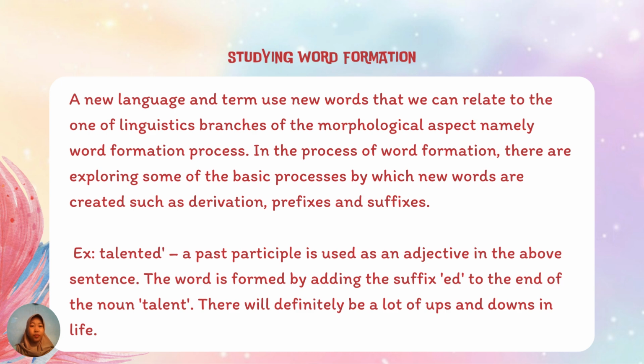Next, studying word formation. A language can create new words, which we can relate to one of the linguistic branches of the morphological aspect, namely the word formation process. In the process of word formation, we explore some of the basic processes by which new words are created, such as derivation, prefix, and suffix. Example: talented, a past participle, is used as an adjective in the sentence. The word is formed by adding the suffix "ed" to the end of the noun talent.